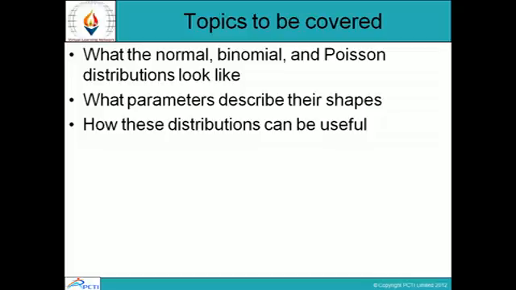Topics to be covered in this session: what the normal, binomial and Poisson distributions look like, what parameters describe their shapes, and how these distributions can be useful.